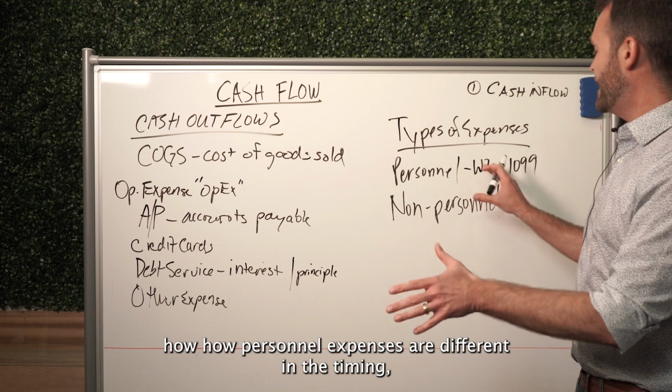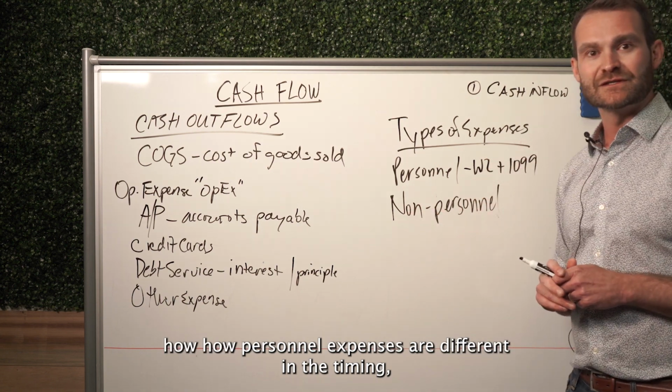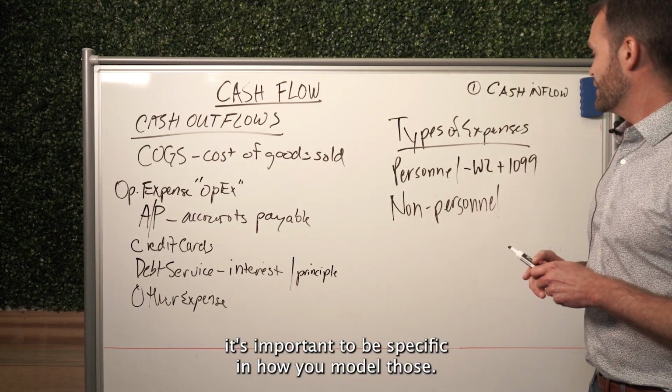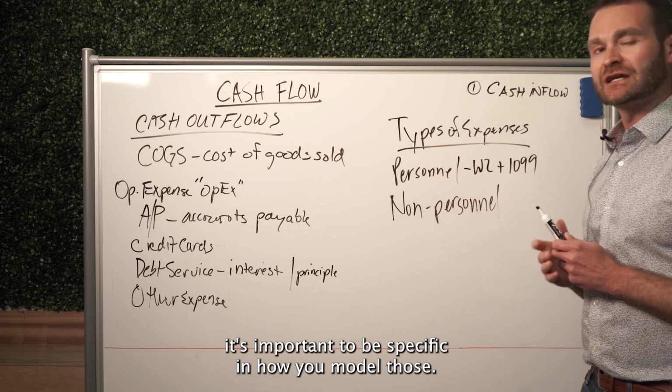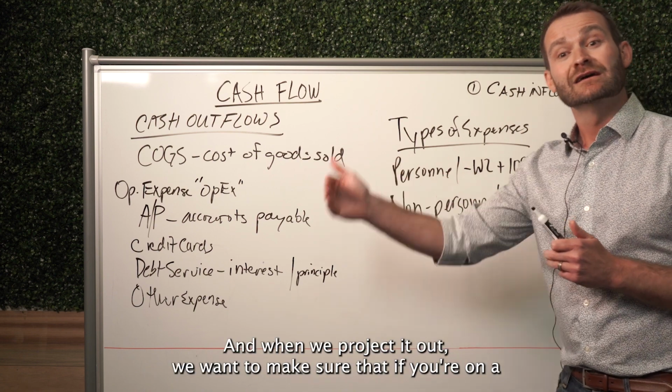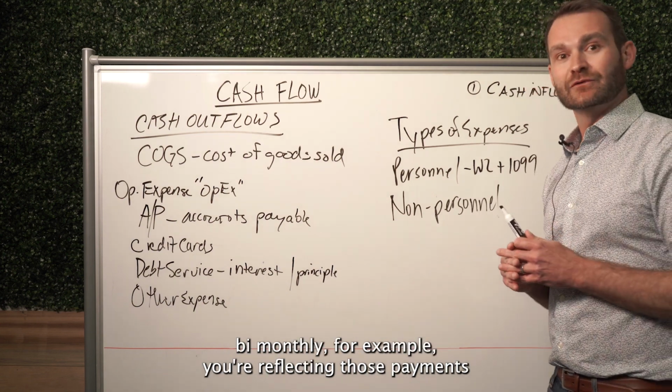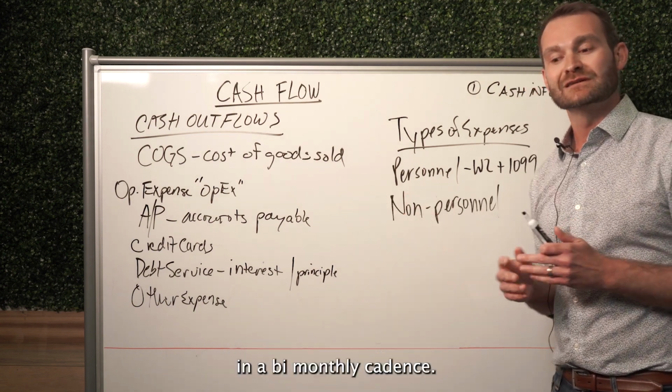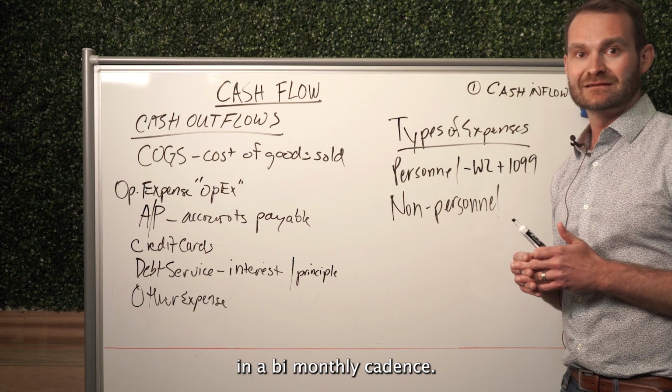So knowing how personnel expenses are different and the timing, it's important to be specific in how you model those. And when we project it out, we want to make sure that if you're on a bi-monthly, for example, you're reflecting those payments in a bi-monthly cadence.